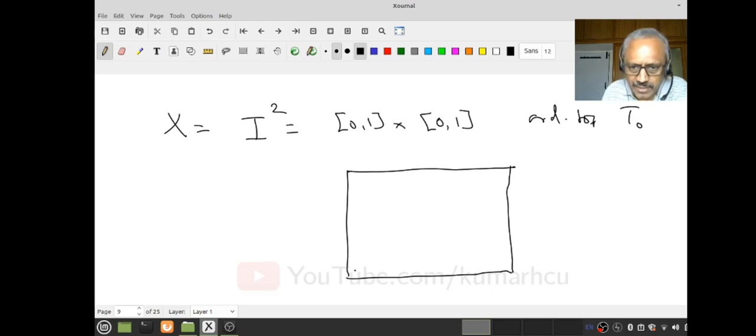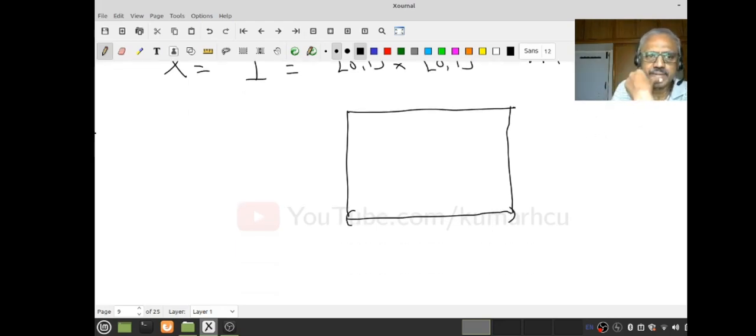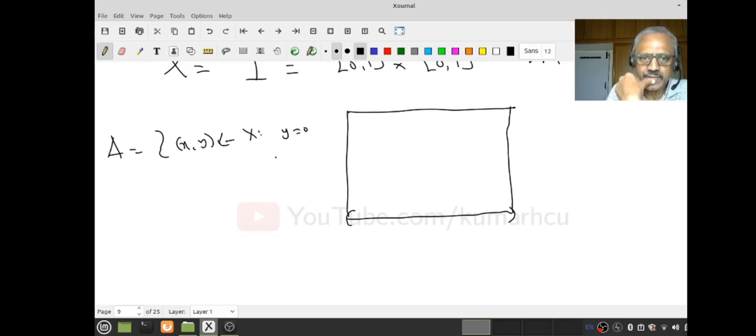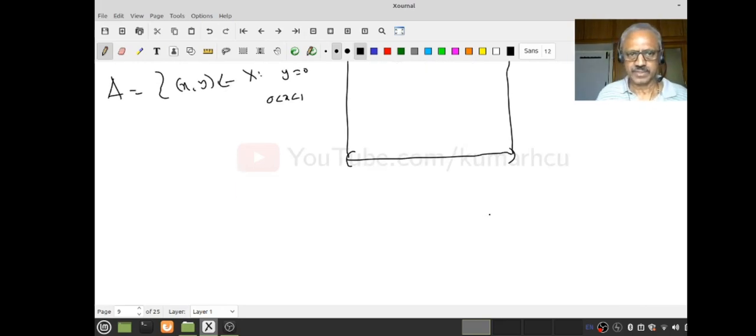Now let me look at only this set as my A. A is the set of all (x,y) in X such that y is 0 and 0 is less than x less than 1. So this is only the open line segment, part of the x-axis. Now let's look at (0,0). This is my point. Is this an adherent point?